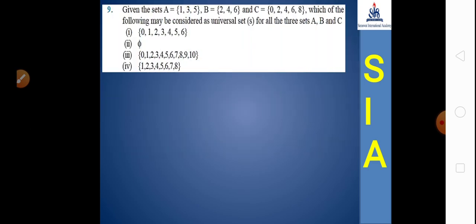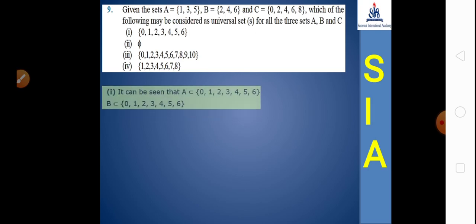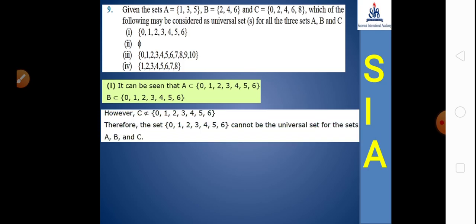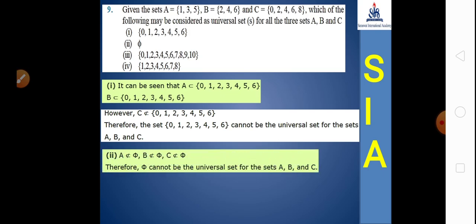Next, ninth one. Given examples 1, 2, 3 and 4, you just declare what the universal set is. Very easy. A is a subset of 1, 3, 5, 2, so 0, 1, 2, 3, 4, 5, 6. B is also a subset there. C is not a subset of 0 to 6. That's why the set 0, 1, 2, 3, 4, 5, 6 cannot be the universal set of A, B, C. Next, the null set is also not the universal set.